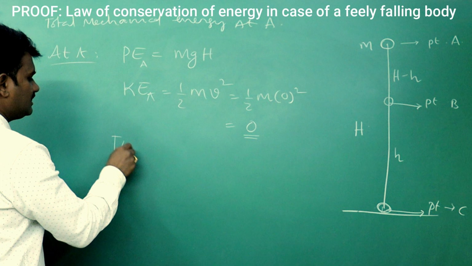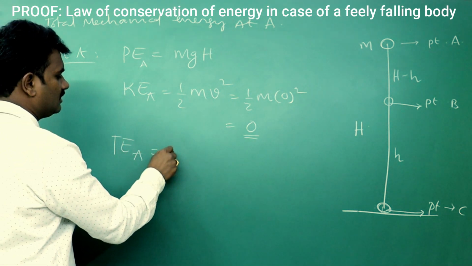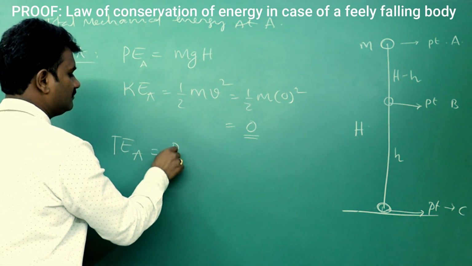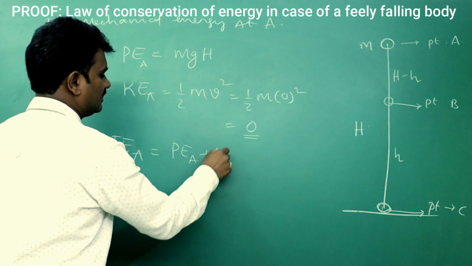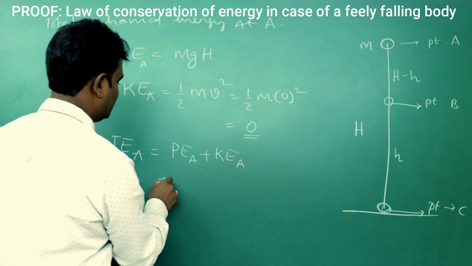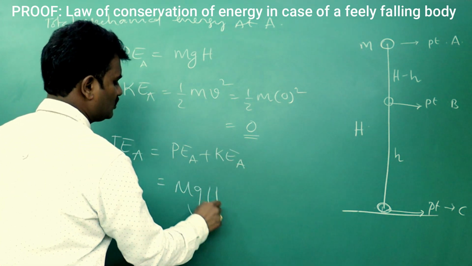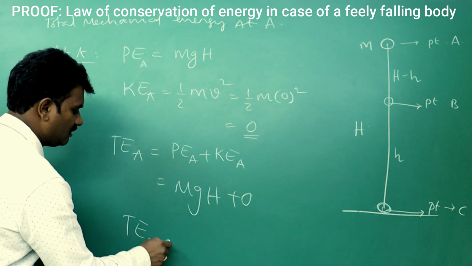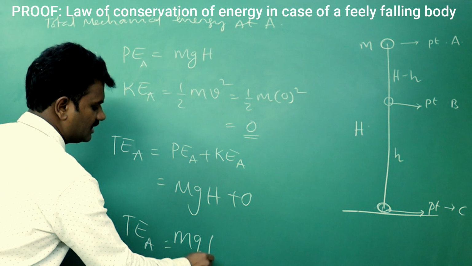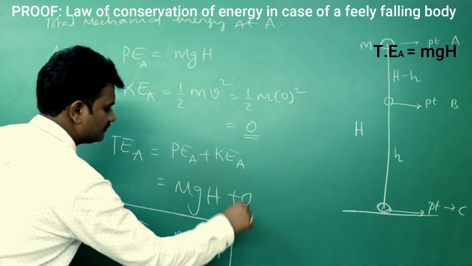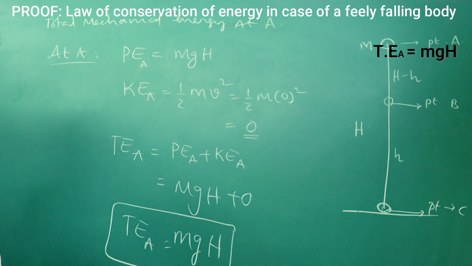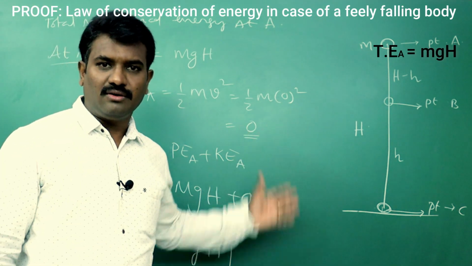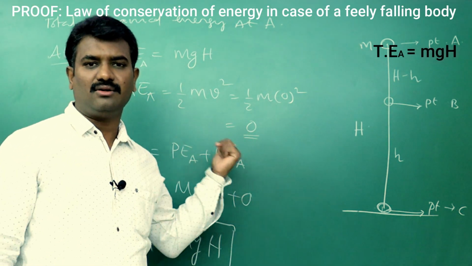Means the total energy at A equals how much? Potential energy plus kinetic energy, which is equal to mgh plus 0. So total energy at A equals how much? mgh. Is it clear? Now pause and note this.